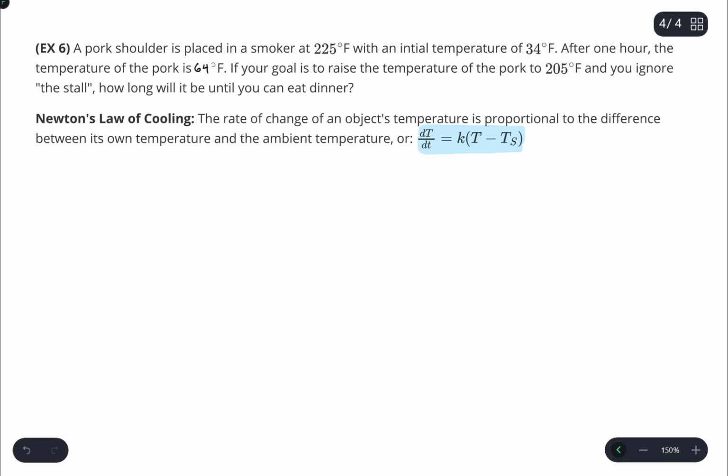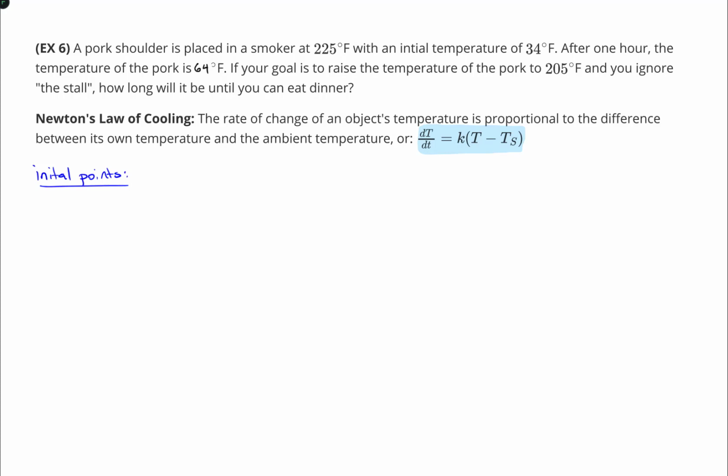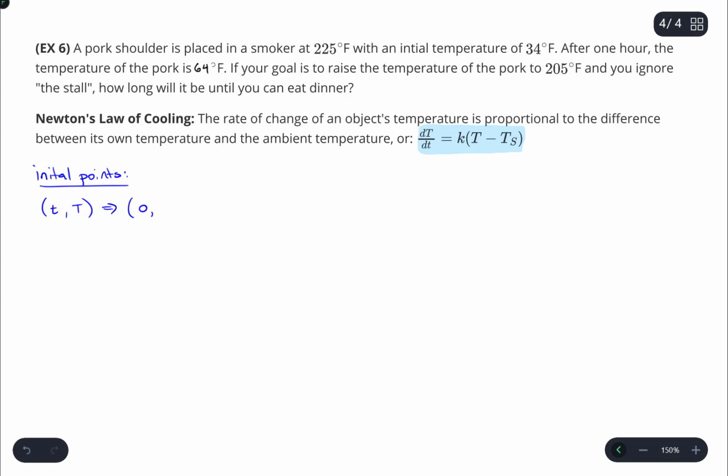So, a couple of things that we do know is some initial points, and these are, of course, time and temperature. Let's use lowercase t and capital T, just because they're named the same thing. But the initial points we have at time equals 0, the pork is 34 degrees, so it must have just come out of the refrigerator. And then 1 hour later, we have the pork measured at 64 degrees.